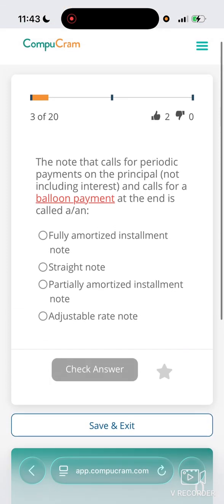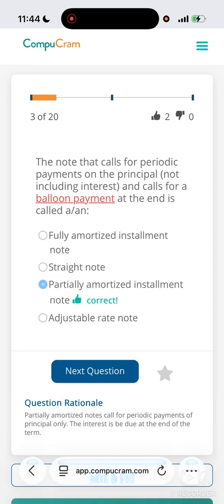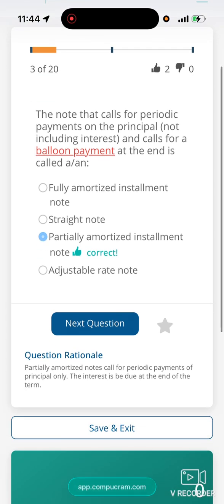Question number 3. The note that calls for periodic payments on the principal, not including interest, and calls for a balloon payment at the end is called this is money ball. This is something you need to know. There's a lot of these different ones too that you can get mixed up with. So let's see. I believe this one might be a partially amortized installment note. It could be a straight note too. There we go. So you got to know these ones because these are money ball questions that will pop up on your test, and it'll help you get those easy questions that you need.